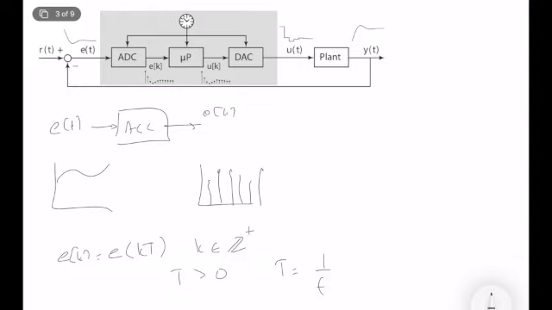In control there is research where T is not constant, it is changing, it's stochastic, or sometimes we even try to change T so that, for example, we save energy. But in this course, T is constant. It's called the sampling time, and of course, it is greater than 0. This is the main function of the analog to digital converter: take the signal, sample it, and convert it to a discrete time signal.